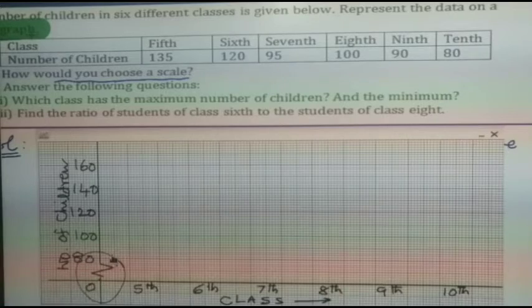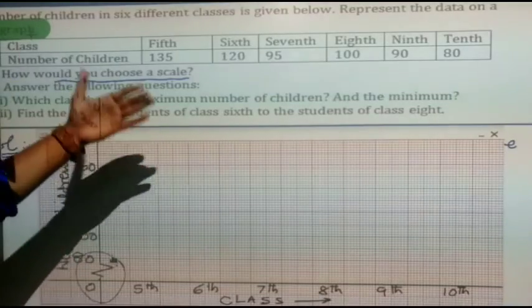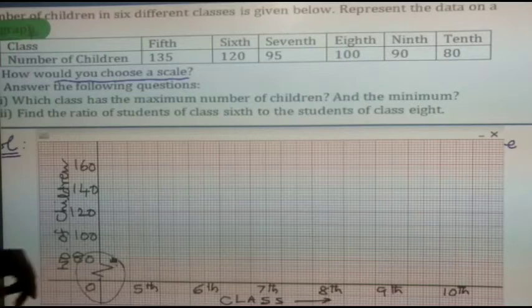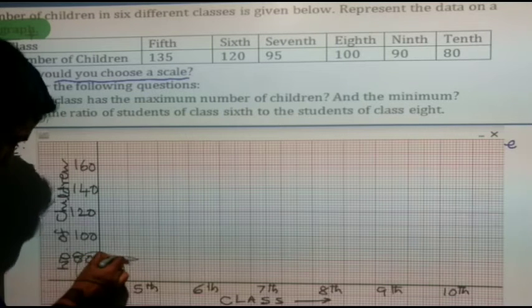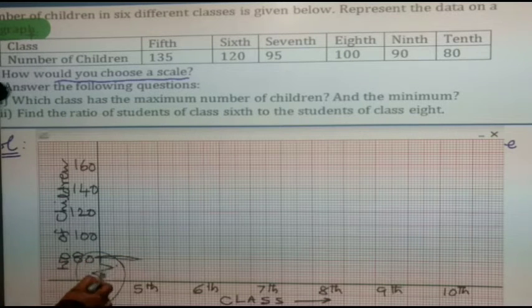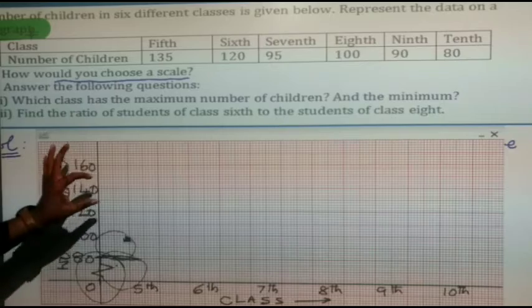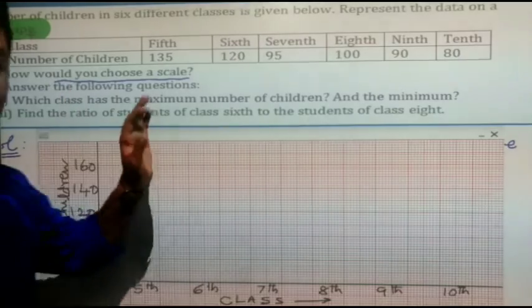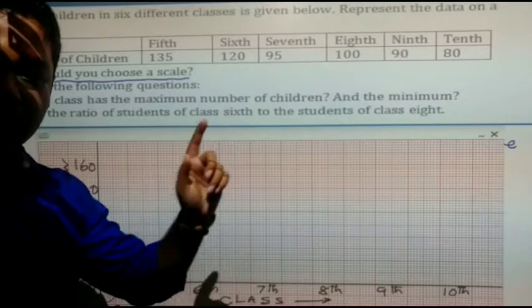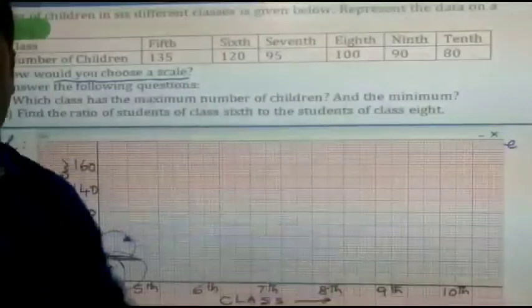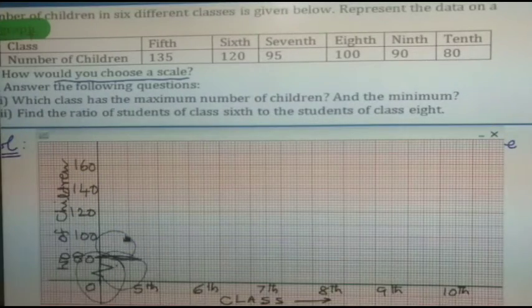Now if I see here, one scale division was taken as 20. That means from here to this point is taken as 20. Again you can see this division is taken as 20. That means each and every box will represent 20 units. That means it is representing 20 students. Now let us see the next part.